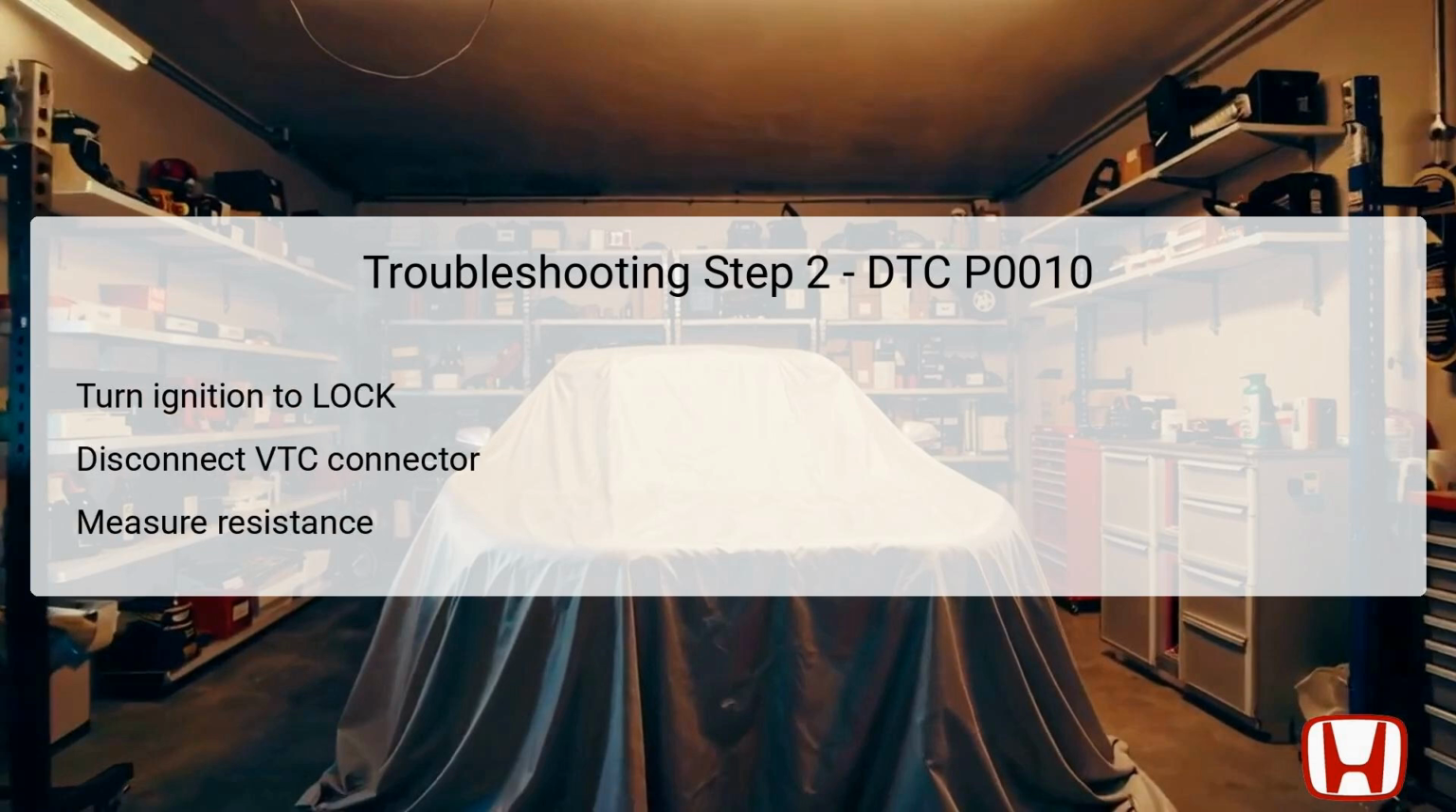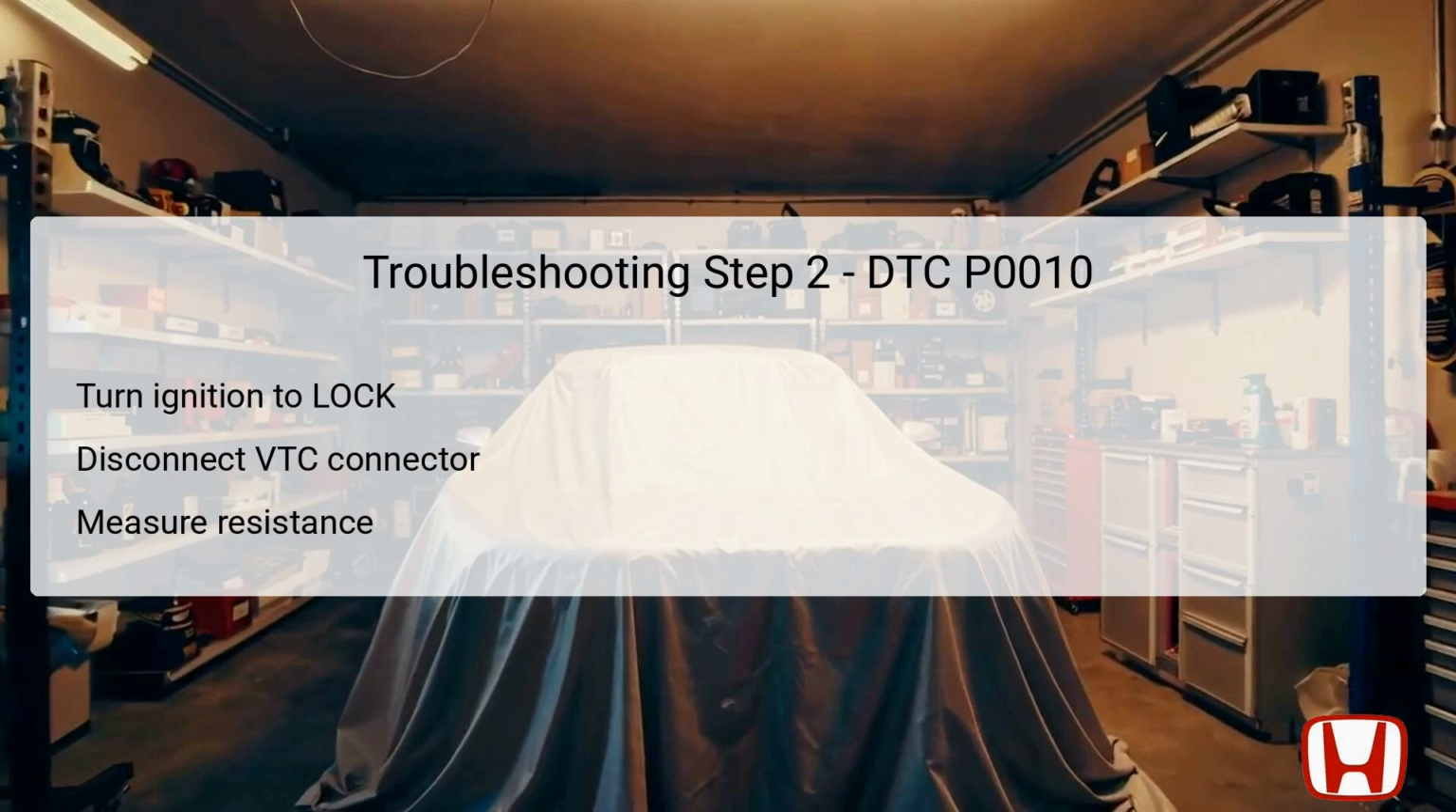Step 2 requires turning the ignition switch to the lock position, ensuring that the system is completely powered down. This step increases safety during the testing process. Next, you will need to disconnect the 2P connector of the VTC oil control solenoid valve. This disconnection is necessary to test the resistance effectively without interference.